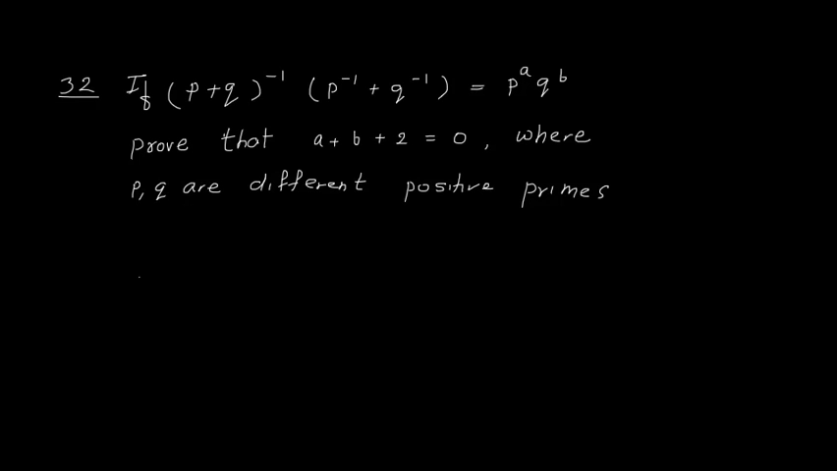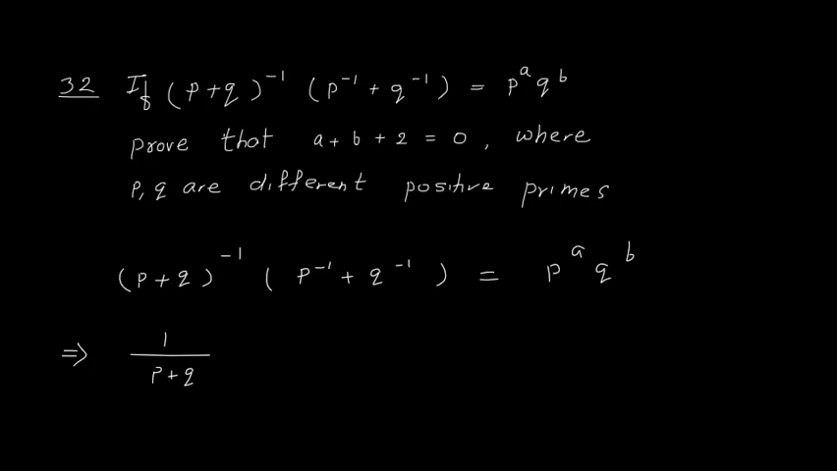We have (p + q)^(-1) (p^(-1) + q^(-1)) = p^a q^b. Now this implies that 1 upon (p + q), since (p + q)^(-1) is 1 upon (p + q), into (1 upon p + 1 upon q) is equal to p^a q^b.